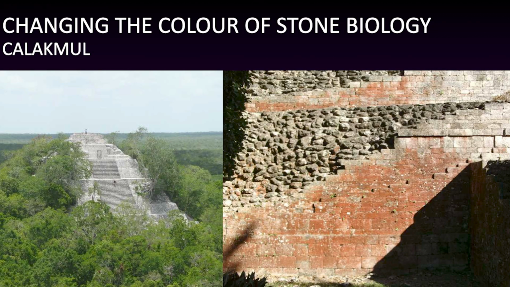They can have extreme effects. The stone biology can really change the appearance of a building. So here's a beautiful Central American monument, Calakmul, on the Mexican-Guatemalan border. And what you see, this lovely white towering pyramid, is now going red at the base because of the growth of lichen on the surface.